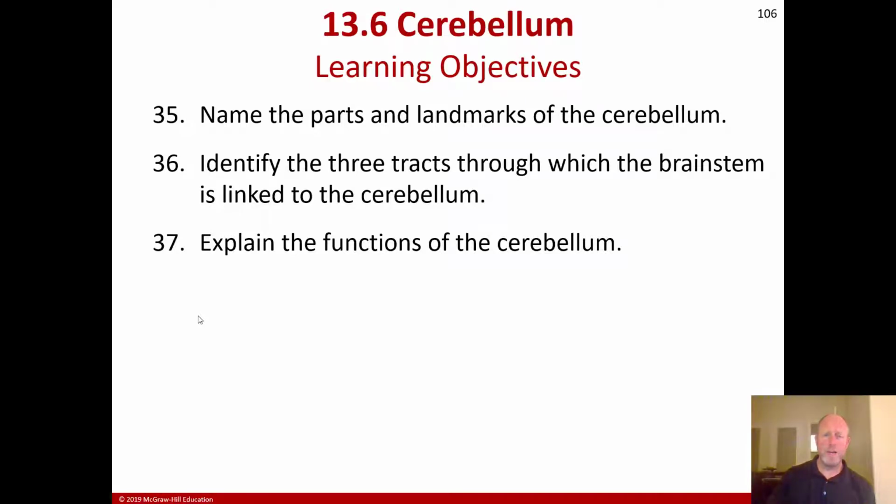All right, now we're talking about section 6 of chapter 13 on the brain and cranial nerves, with the cerebellum. After going through this section, you should be able to name the parts and the landmarks of the cerebellum, identify the 3 tracts through which the brainstem is linked to the cerebellum, and explain the functions of the cerebellum.